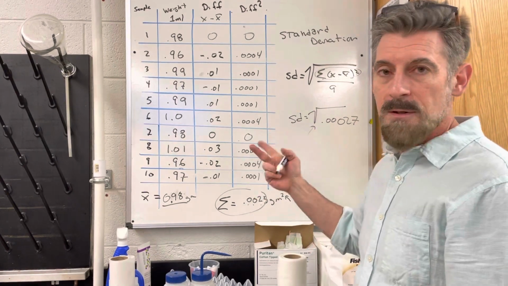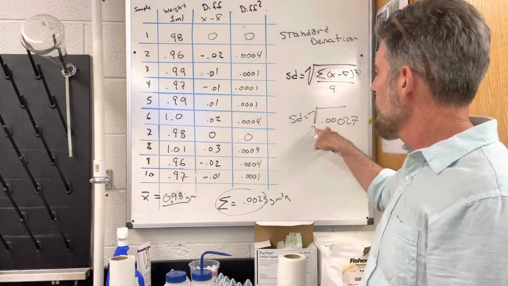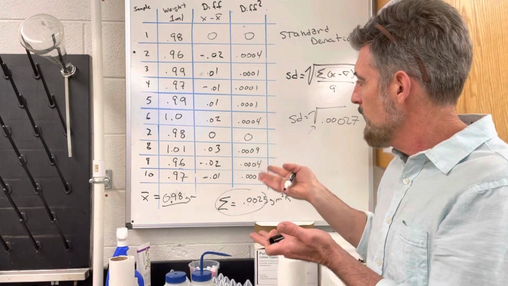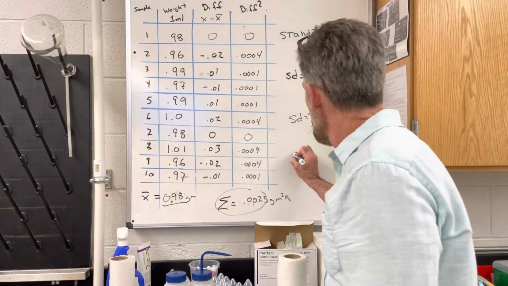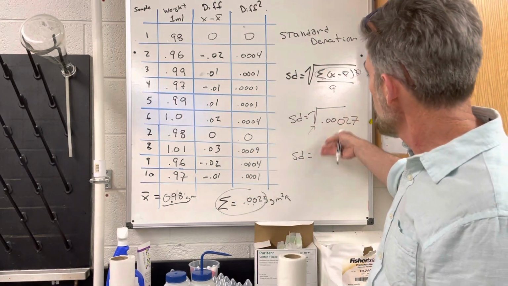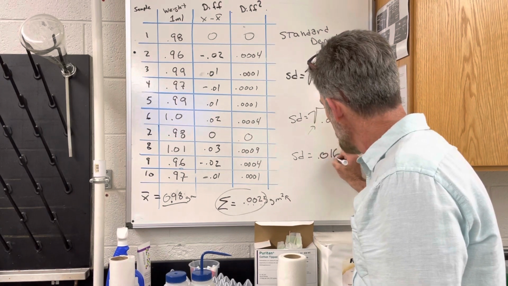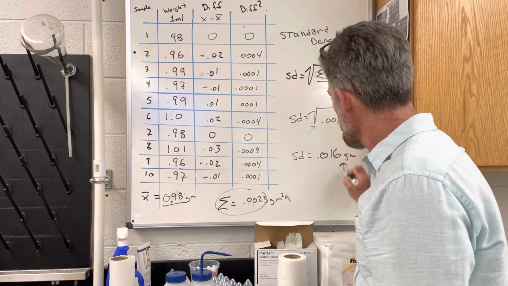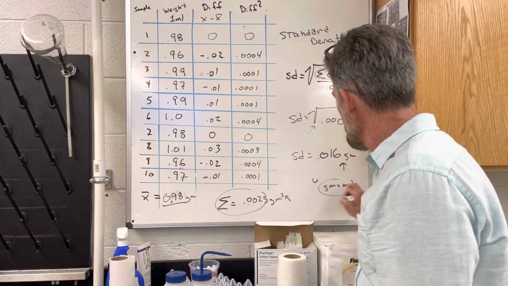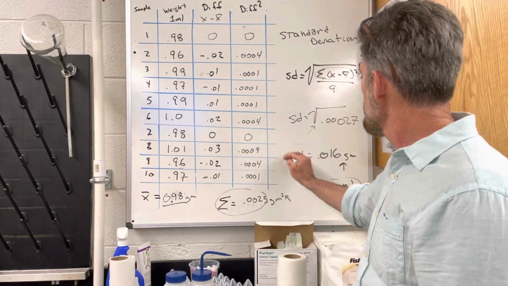It's just what number times itself equals 0.00027. So you put in that number, and your number won't be 0.00027. It'll be whatever your data calculates out to. But for me, that's what it was after I did my 10. I take that, hit the square root button, and I get 0.016 grams. In our case, we're assuming grams and milliliters are the same, because 1 milliliter is 1 gram. And so this is, for me, the variation.